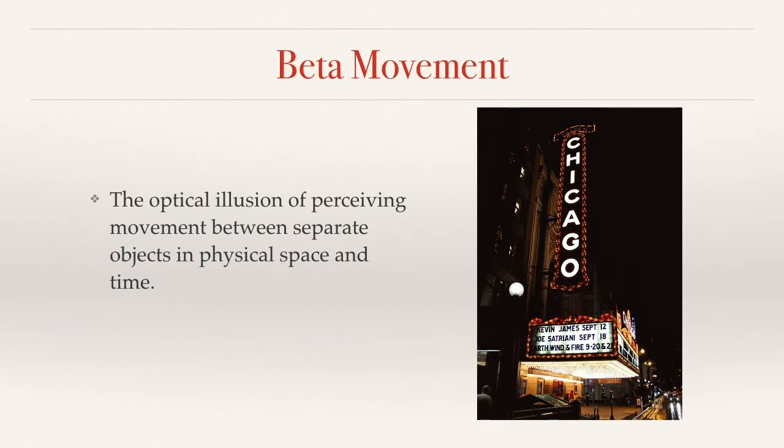Imagine you're in downtown Chicago looking at the Chicago Theater at night. You stand transfixed in front of this glowing monolith, and the lights seem to move and pulse and live on their own. They seem to be running around the sign, defining the sign. This is an excellent example of beta movement.